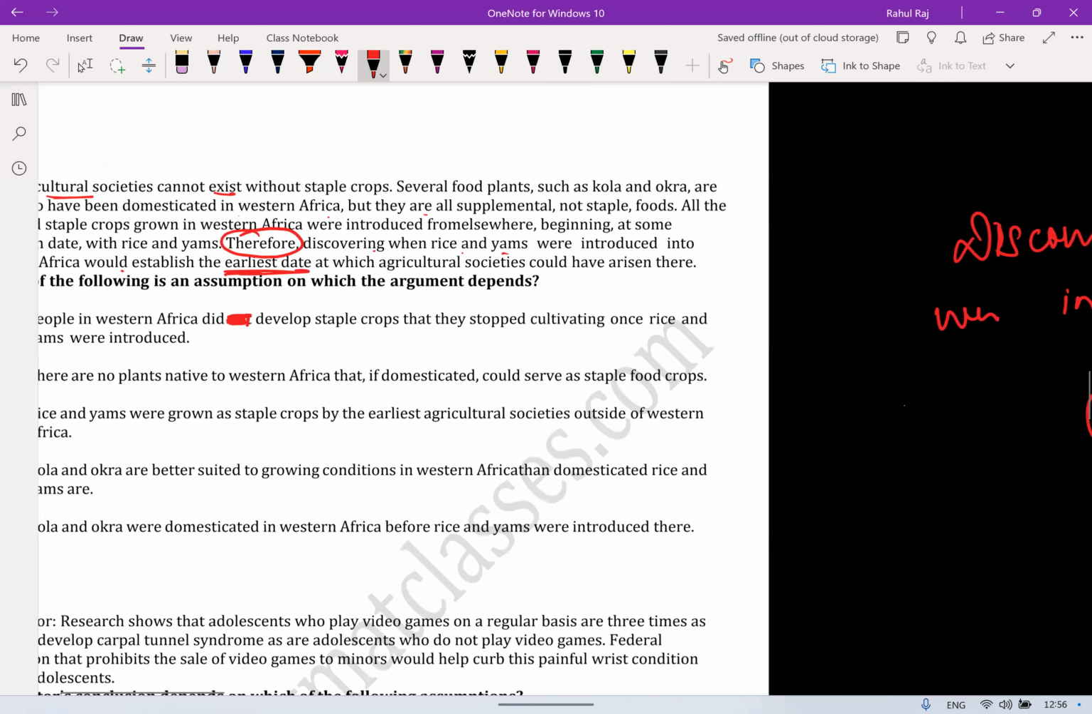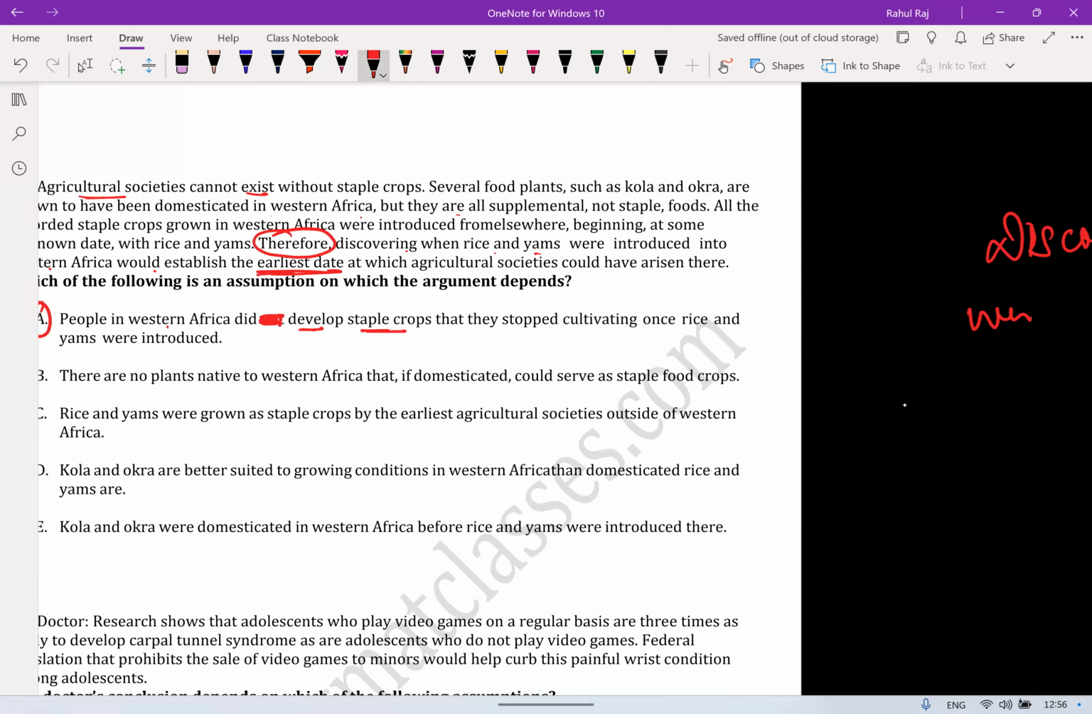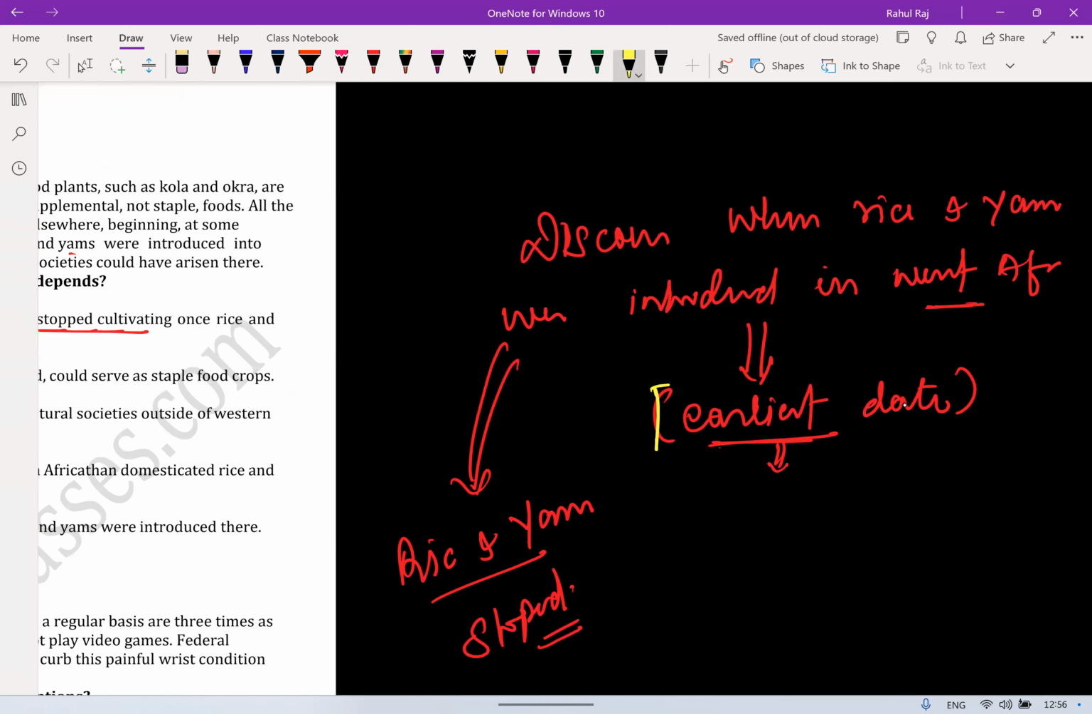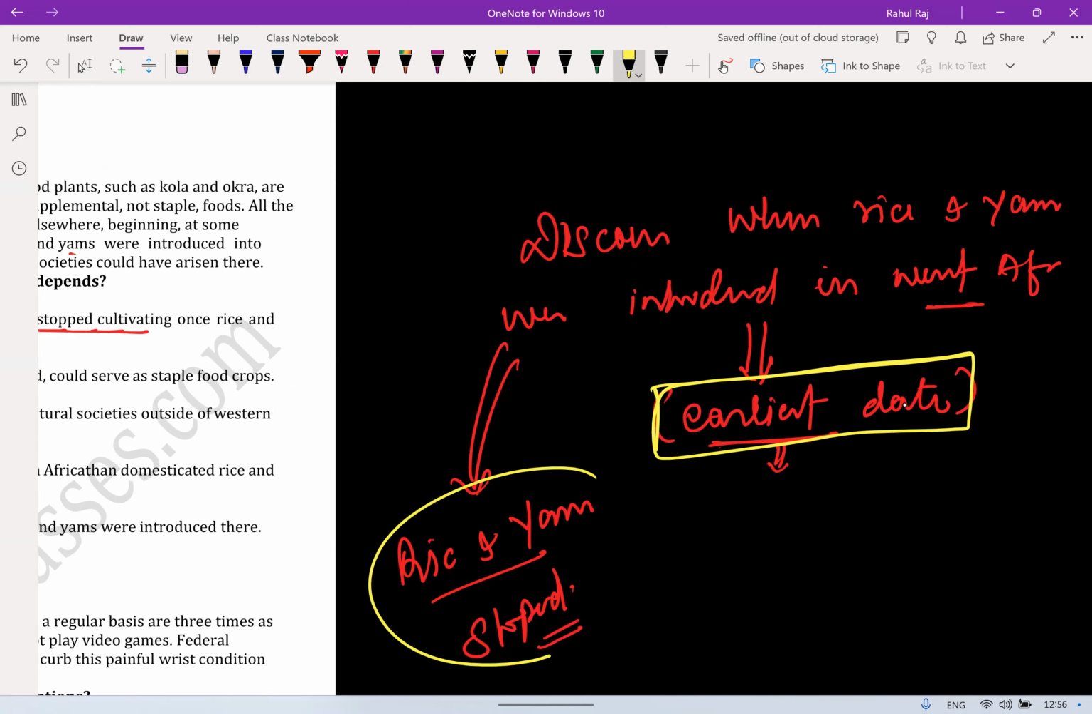Now, if I negate option number A, that people in Western Africa did develop staple crops that they stopped cultivating when rice and yams were introduced, what do you mean by this? They are trying to say that they already had a staple crop before. Once rice and yams came into the picture, they stopped the previous staple crop. But if this is the case, will you get the earliest date? Look into the wording very carefully. If there was already a staple crop before rice and yams came into the picture in Western Africa, then even by discovering when rice and yams came into the picture, will it give you the earliest date? Yes or no?